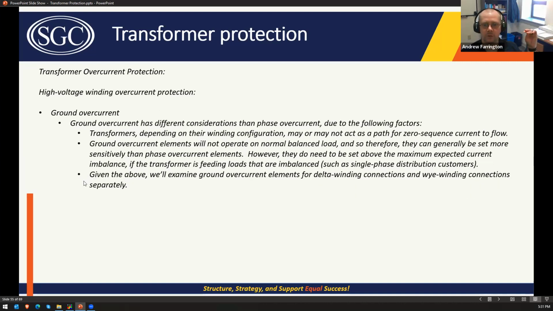Given these particular considerations that have to do with what type of transformer you've got, we're going to examine the ground overcurrent elements as to whether they're connected to a delta winding or a Y winding, or protecting a delta winding or a Y winding.